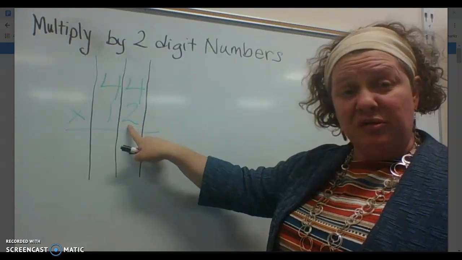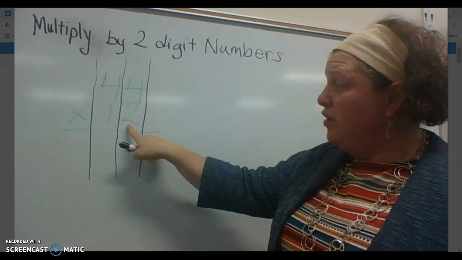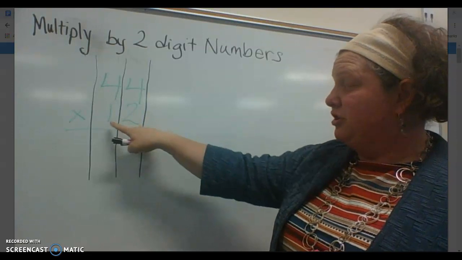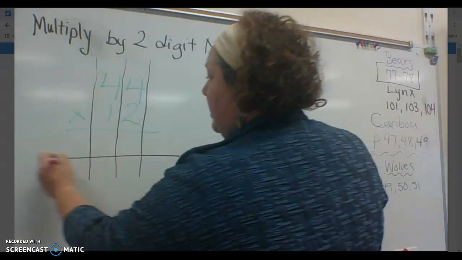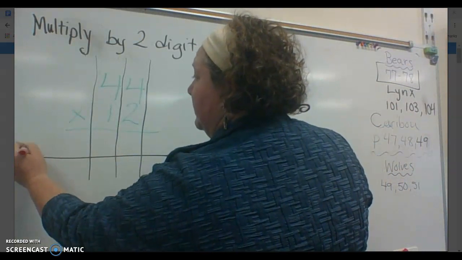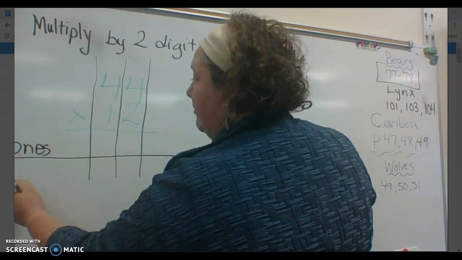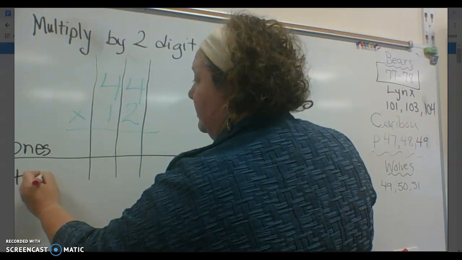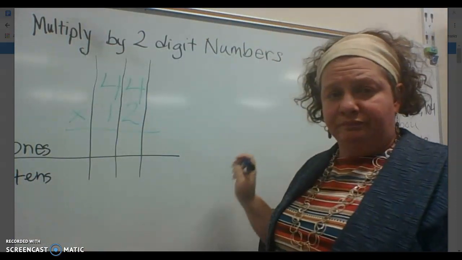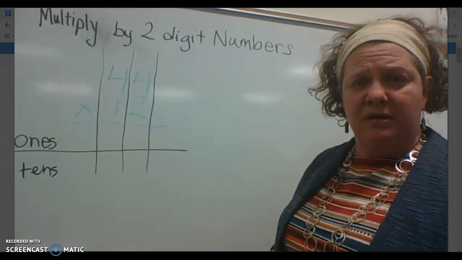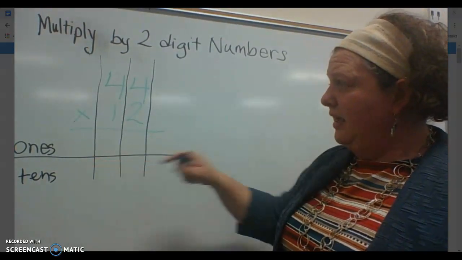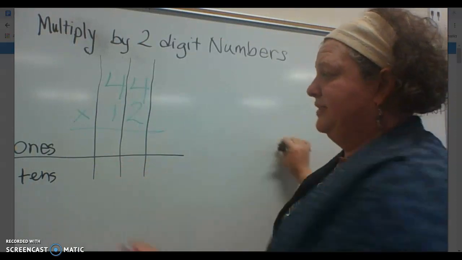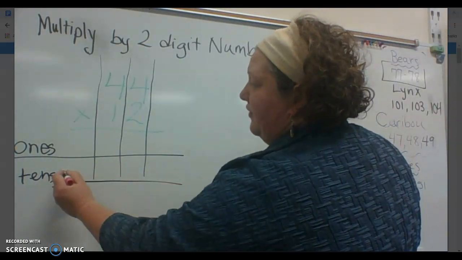So we're going to start with our ones place value here. And when we multiply using two-digit numbers, we do two steps, okay? Number one, we're going to work on our ones row. And then we're going to work on our tens row, okay? So we have the ones row and the tens row. And then we're going to add these ones and tens together after that, okay?